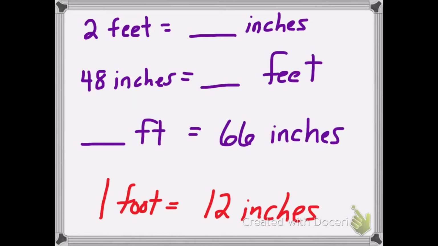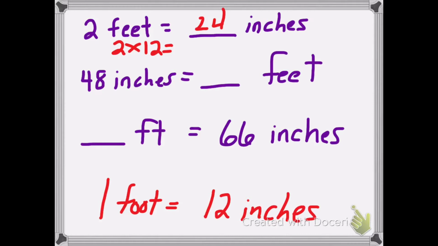The next part of our lesson deals with converting between feet and inches. As I wrote at the bottom, it is important to remember that 1 foot equals 12 inches. So as we come up here, our first problem is 2 feet equals how many inches. So if 1 foot is 12, then 2 feet would be 2 12s, which will give us 24 inches.